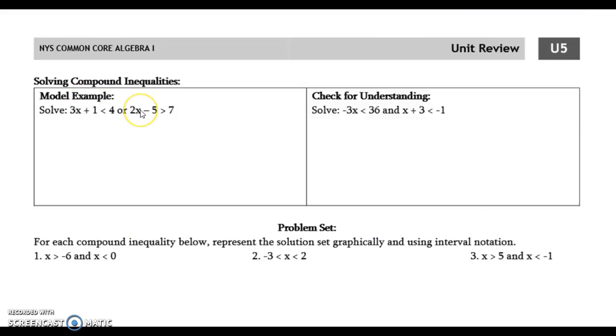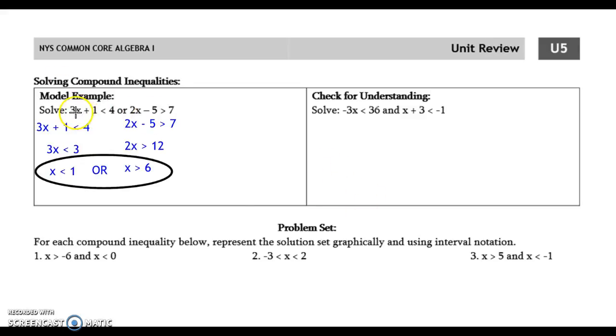I'll do the model example for you, and then I'll let you do the problem set. In this case, all we had to do was solve both inequalities, and we got x is less than 1, or x is greater than 6. If you remember from your studies of graphs of inequalities, you will remember that or usually means it is a divergent inequality, the lines split apart.